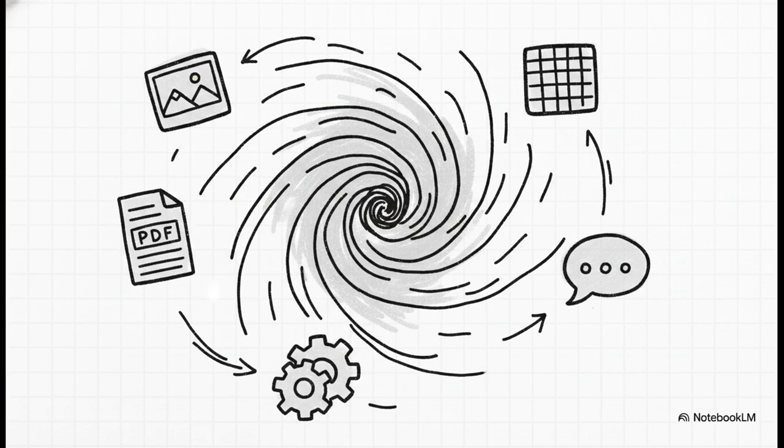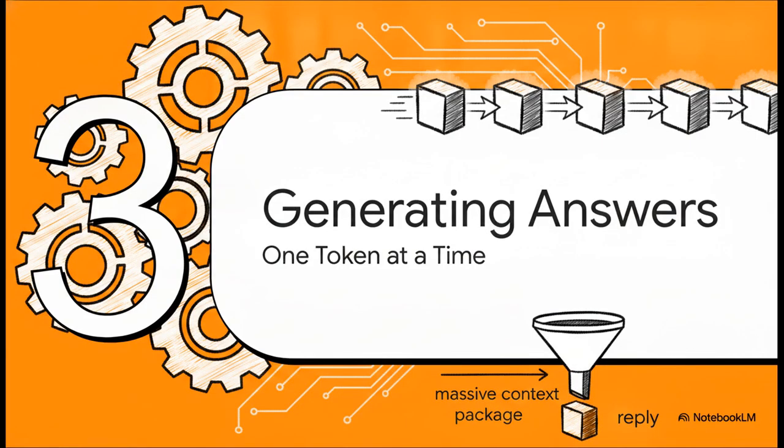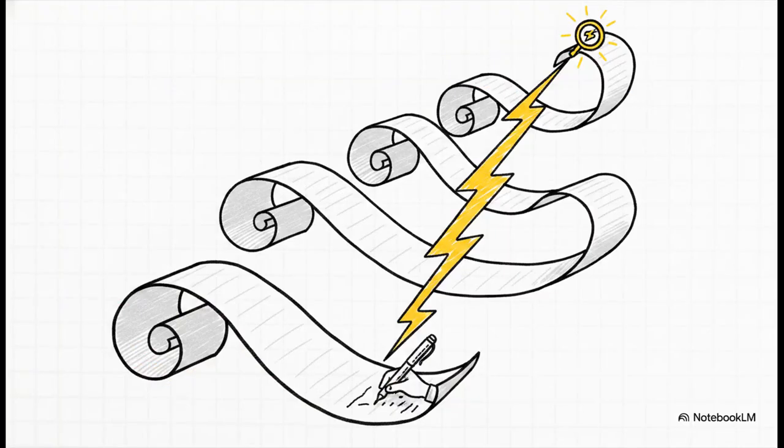Which leads us nicely into part 3, how Claude actually generates answers. To actually generate a reply, Claude uses this incredible feature in its neural network called an attention mechanism.